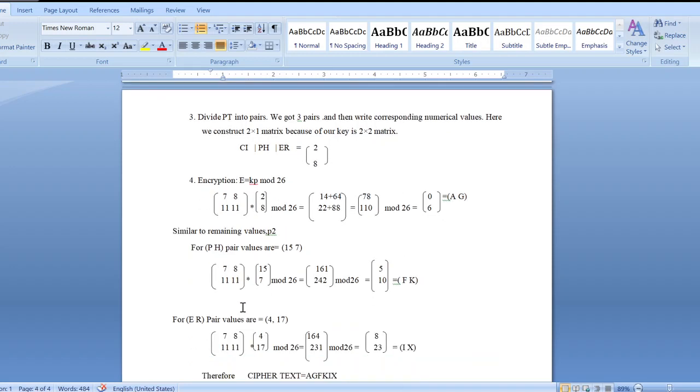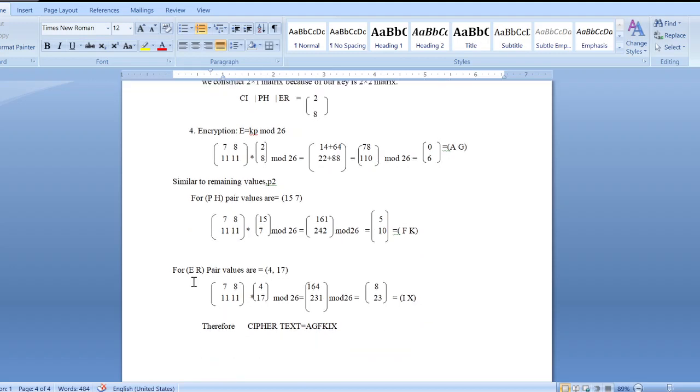In a similar way, we need to convert the remaining pairs, PH and ER. For PH, the numerical values are 15 and 7. So we multiply the key with 15, 7 mod 26. I got 5, 10. The corresponding characters for 5, 10 are FK.